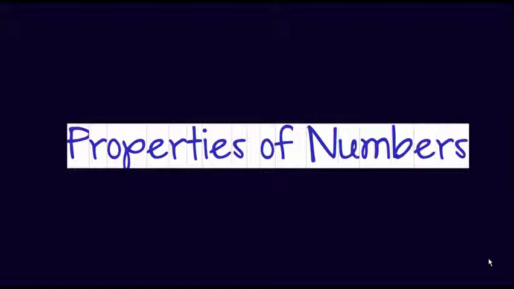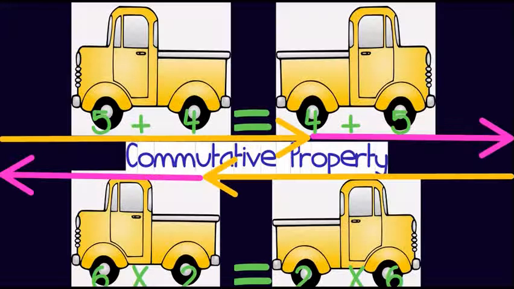Today we're going to look at some properties of numbers. We're going to look at the commutative property. You can think of the word commute when you think of commutative property. If you travel to work along this yellow line and then you turn or keep going the length of this pink line, it's the same distance to work or to school as it is back. You have that yellow line and the pink line.